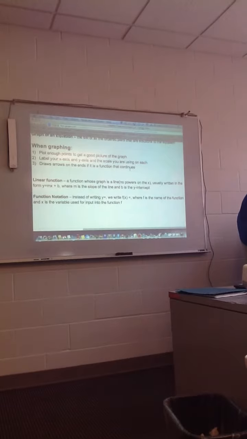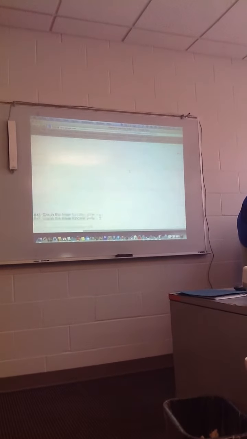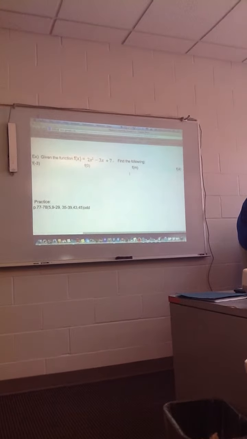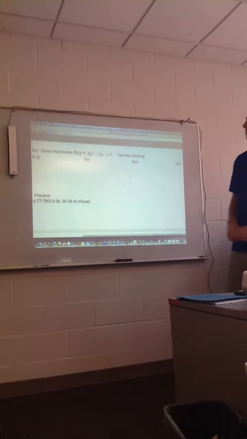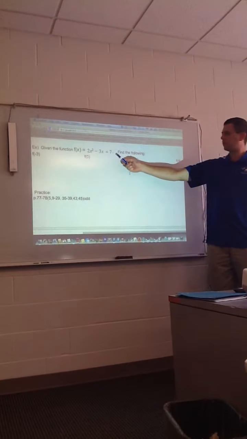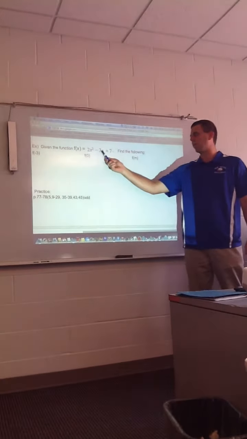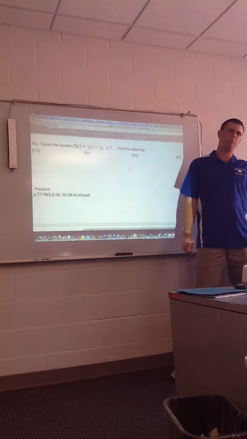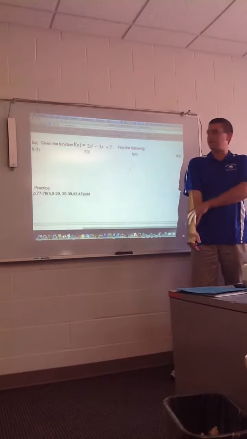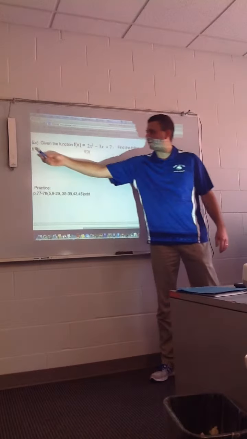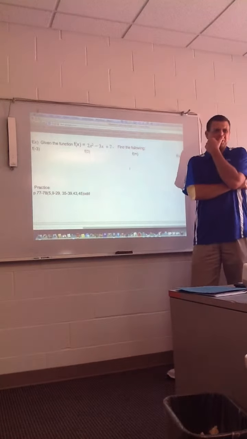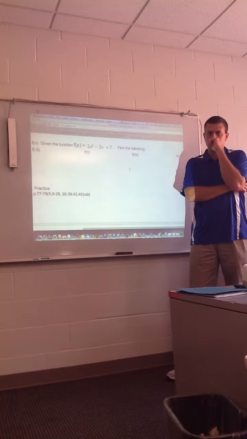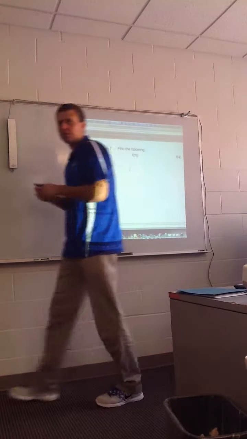Here's what I'd be expecting of you. Be able to do, given the function, f of x equals 2x squared minus 3x plus 7. By the way, is this a linear function? No. Nope, it's a quadratic function. It's got an x squared in it. Find the following. It says f of negative 3. What does that mean to do? Plug in negative 3 for x.